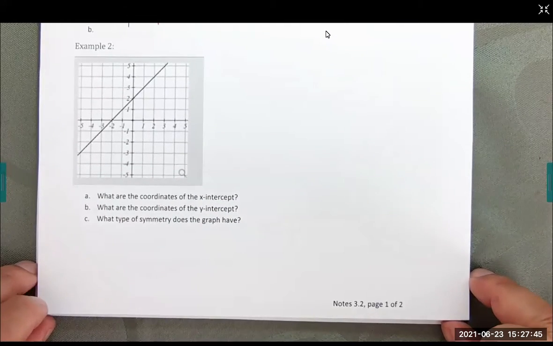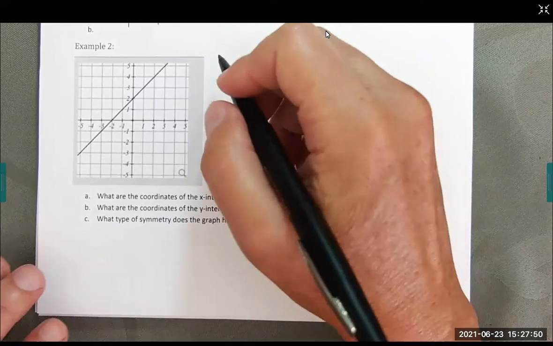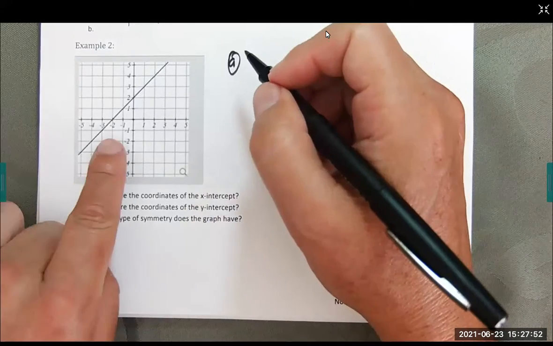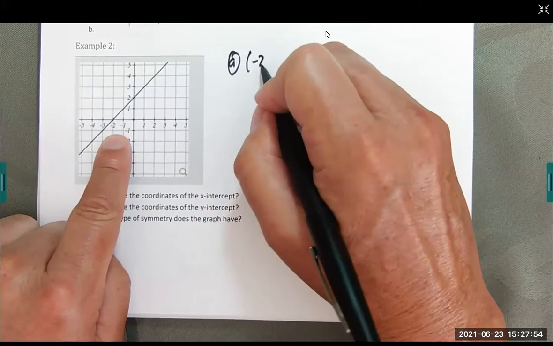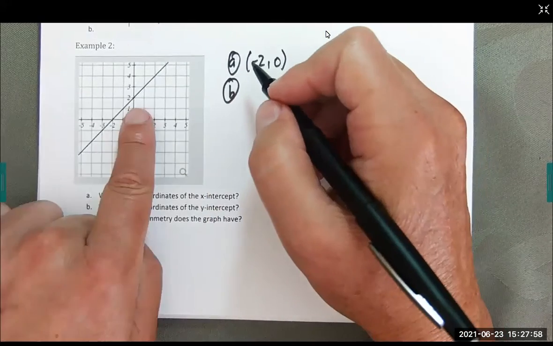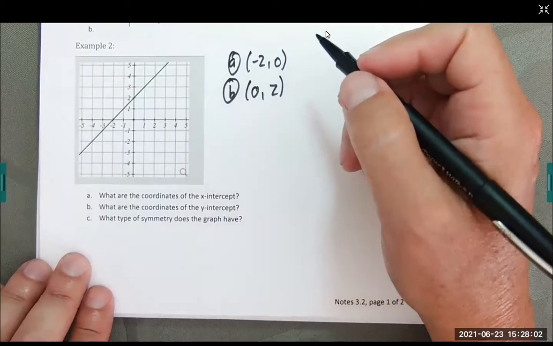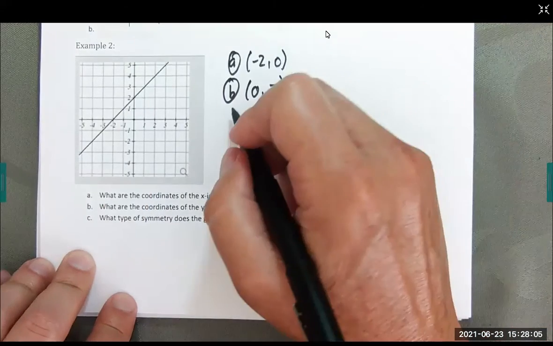Here we have a nice straight line. And they want to know the coordinates of the x-intercept. X-intercept is back here. That's going to be -2, 0. The y-intercept, that is 0, 2. And what type of symmetry? No symmetry.